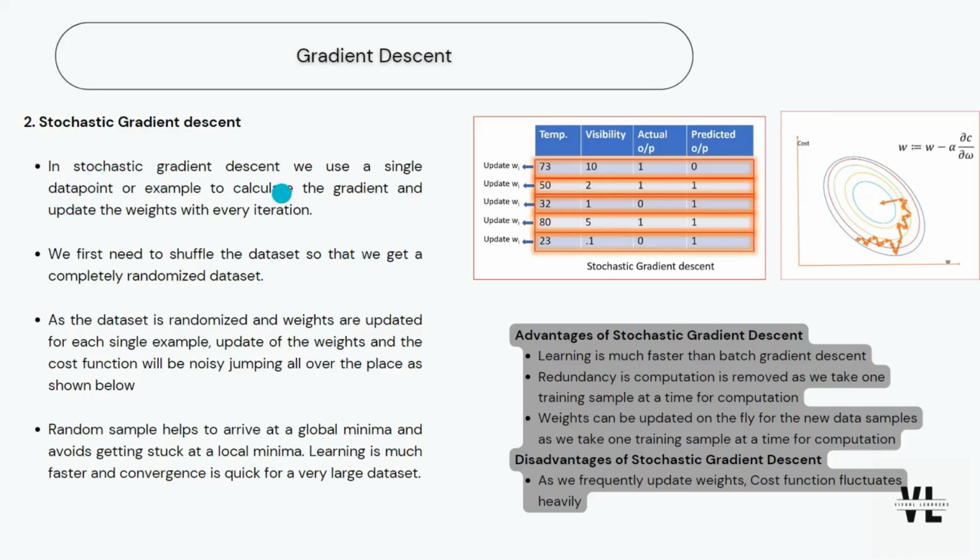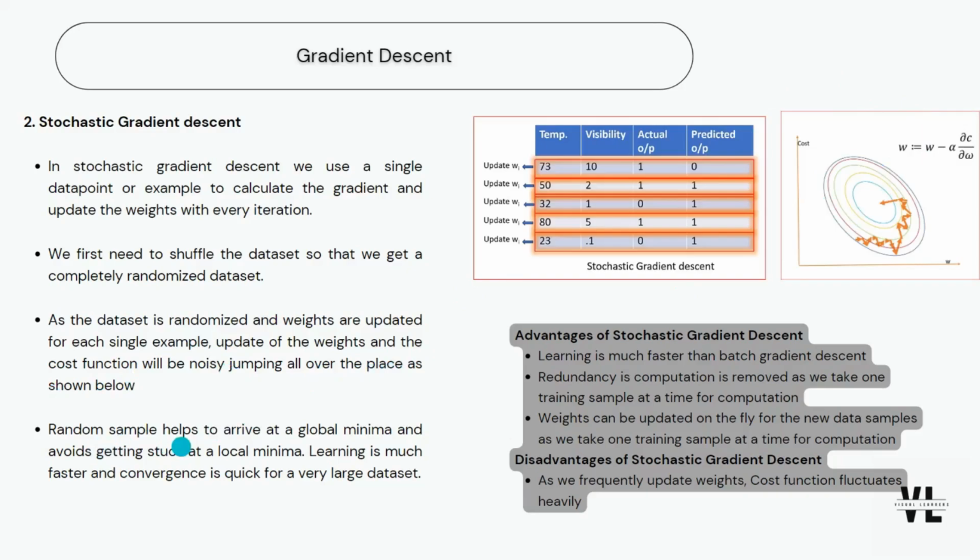In stochastic gradient descent, we use a single data point or example to calculate the gradient each time and update the weights with every iteration. We first need to shuffle the dataset so that we get a completely randomized dataset. We have to shuffle the dataset so that we can randomize it and get different gradients each time. As the dataset is randomized and weights are updated for each single example, the update of the weights and the cost function will be noisy and jumping all over the place, as shown on the diagram.